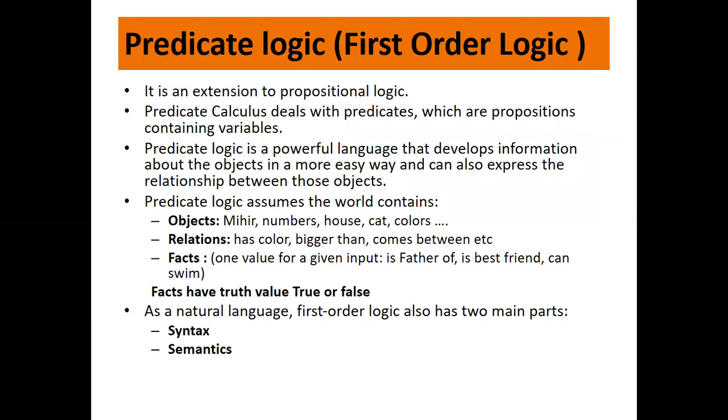Now there are facts. A fact has one value for a given input. Is father of, is best friend, can swim. So facts have the truth value true or false. Like if he's a father, true. If he's the best friend, true. If he can't swim, then false. As a natural language, first order logic, and I'll be using first order and predicate logic interchangeably, meaning the same, also has two main parts, that is syntax and semantics.